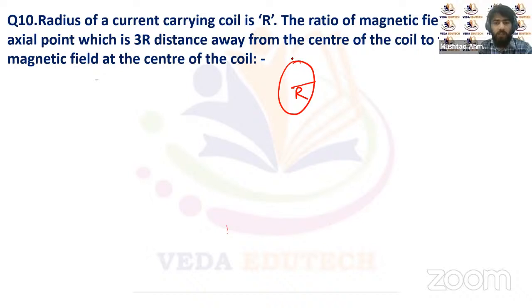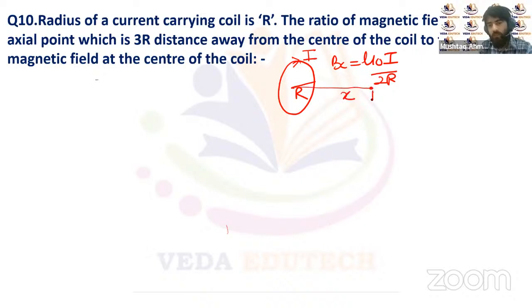And this coil is carrying a current I, right? Then the magnetic field at the center of this coil will be mu naught I upon 2r. But the magnetic field along the axis at some distance x, right?